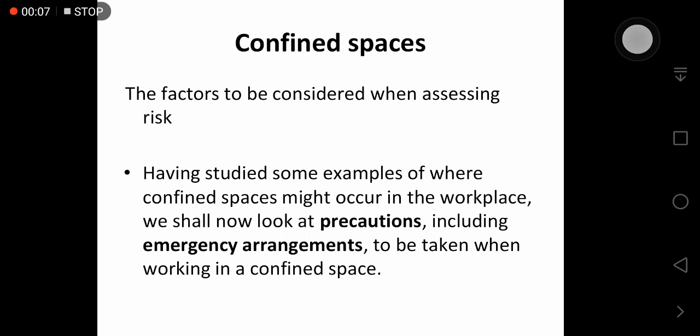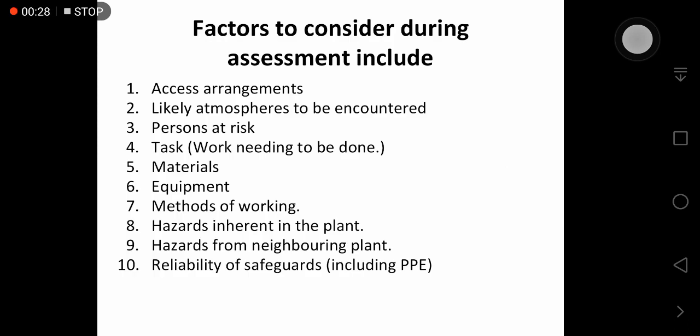Right now, I am going to discuss the factors to be considered when assessing risk in confined spaces. Having studied some examples of where confined spaces might occur in workplaces, we shall now look at the precautions, including emergency arrangements, to be taken when working in confined spaces. Factors to be considered include access arrangements, likely atmosphere to be encountered, persons at risk, task, materials, equipment, methods of working, hazard inherent in the plant, hazard inherent from neighboring plant, and reliability of the safeguards including PPEs.